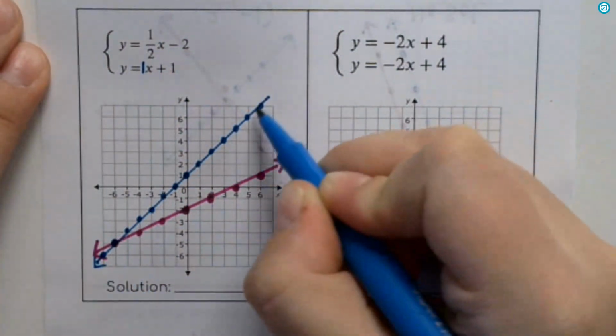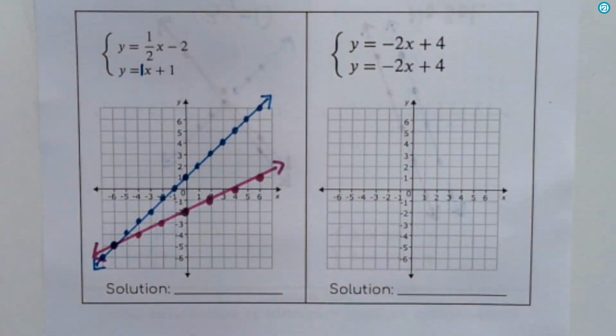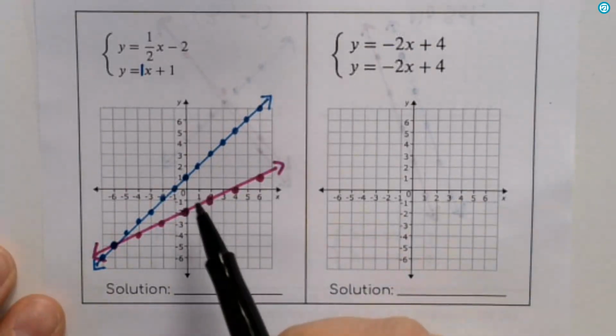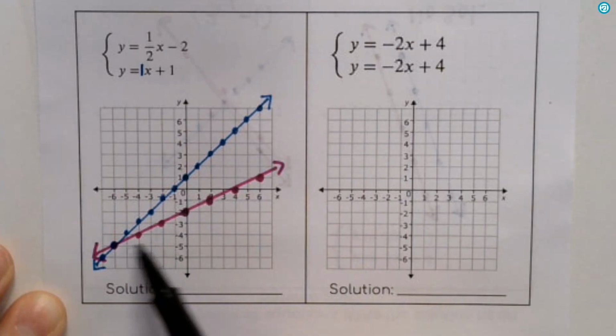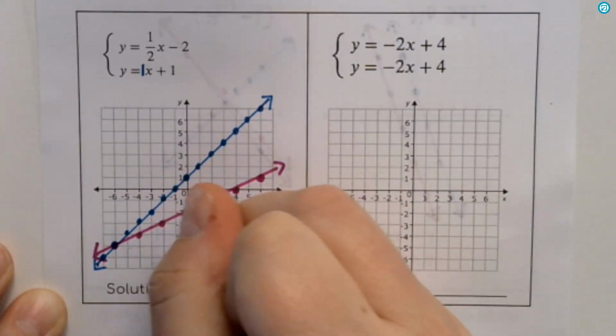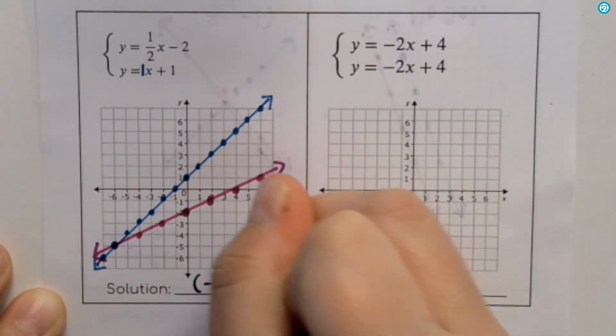There's a reason why it's important to be very delicate and exact when graphing. You gotta use a ruler. You gotta draw your points all the way across your graph. So these ones cross at -6, -5. So my solution is -6, -5.